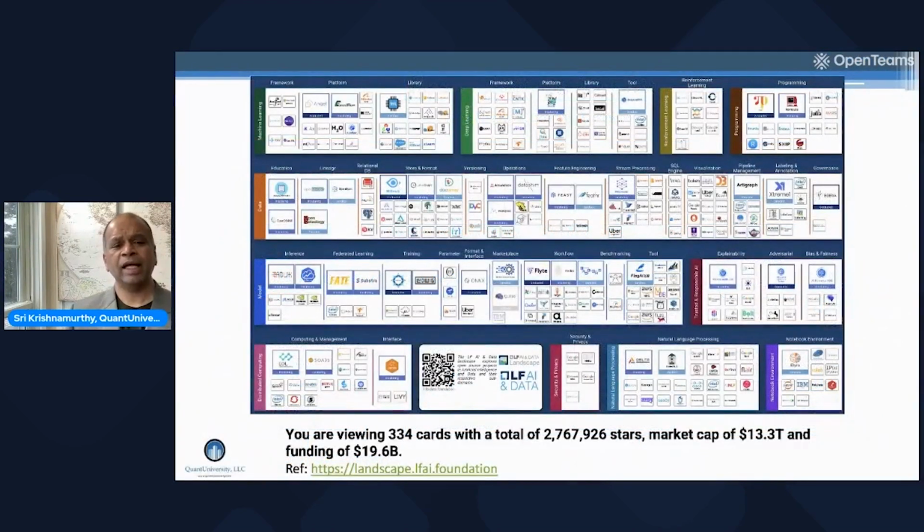This is a slide I pulled from the LFAI Foundation's ecosystem, if you will. QuantUniversity is one of the associate members of LFAI. You can see, in this particular card, most of these are in the open source realm, and I presume many of you are familiar with some of the tools in here. The summary is there are 334 cards in here, totaling close to 3 million stars, with a market cap of $13.3 trillion and funding of $19.6 billion.